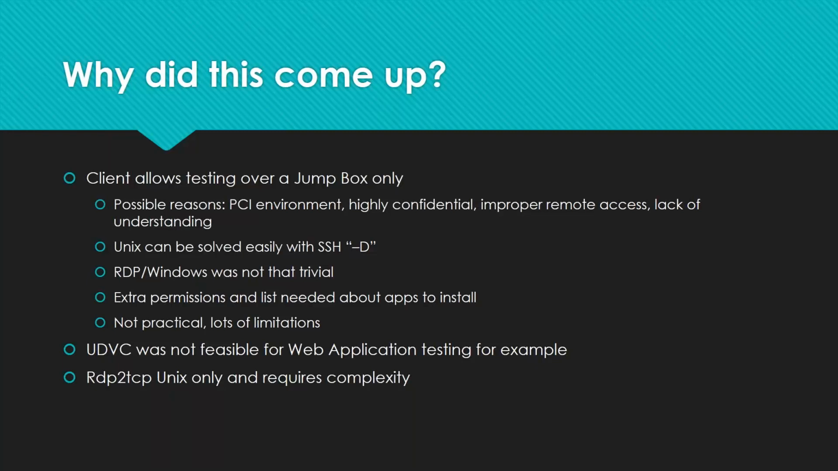I created a tool previously. It was called Universal Dynamic Virtual Channel Connector, or UDVC, and that was basically for one purpose, to connect and forward ports over RDP. It was working really great. I created it for two reasons. One of the reasons was to use Xfiltrate, which is the other tool that I created in the past 4 years. It's a tunneling framework written in Python. So with UDVC and Xfiltrate, you could do full layer 3 tunneling over RDP.